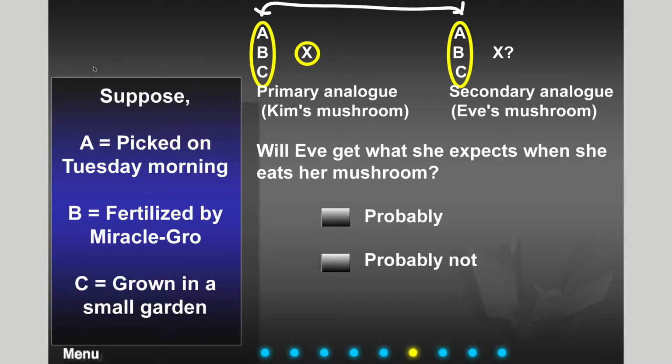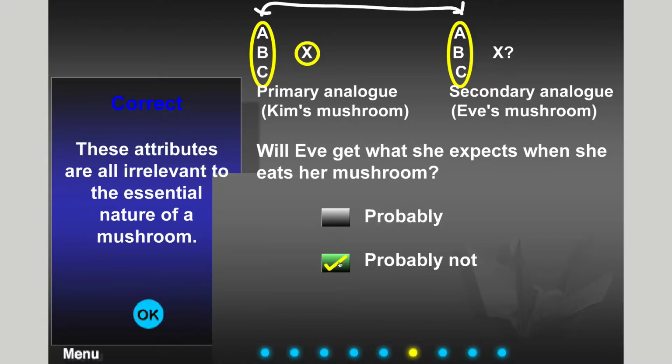Just forgetting all the other things we've mentioned, let's say that A, B, and C are this. It's picked not on its shape or anything, but it's picked on a Tuesday morning, fertilized by Miracle-Gro, grown in a small garden. Well, that happens to be, frankly, all mushrooms that people grow personally. They use a fertilizer. They pick them on certain days of the week. They're grown in a small garden. That has nothing to do with whether they are psychedelic or not. So they're all irrelevant, right?